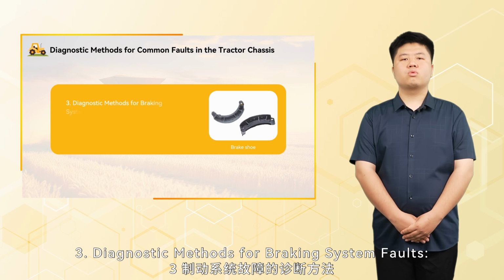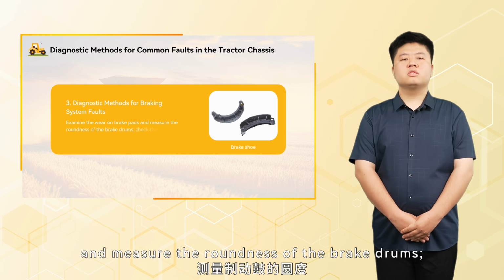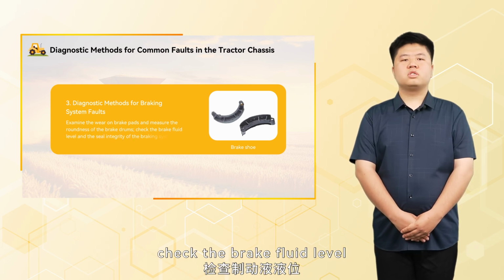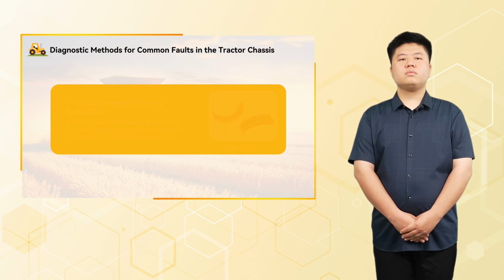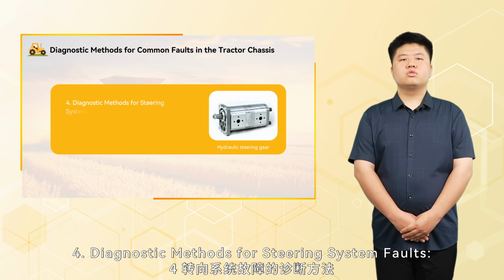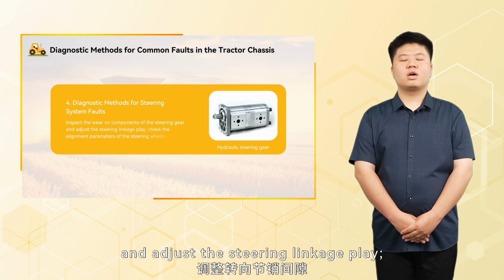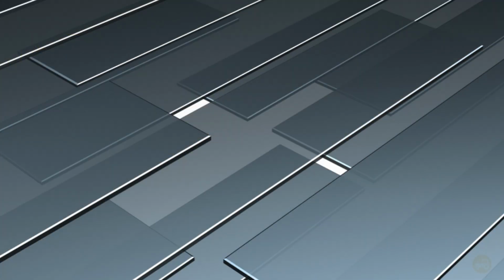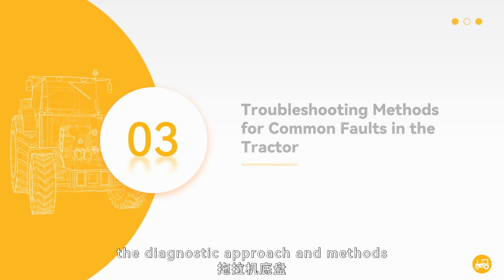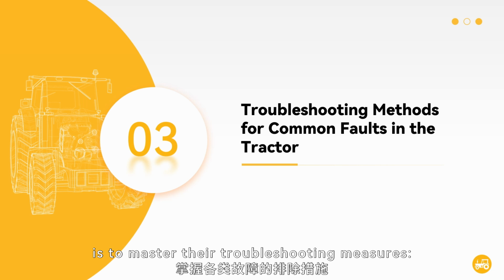3. Diagnostic methods for braking system faults. Examine the wear on brake pads and measure the roundness of the brake drums. Check the brake fluid level and the seal integrity of the braking system. 4. Diagnostic methods for steering system faults. Inspect the wear on components of the steering gear and adjust the steering linkage play. Check the alignment parameters of the steering wheels. After clarifying the diagnostic approach and methods for tractor chassis faults, the next step is to master their troubleshooting measures.